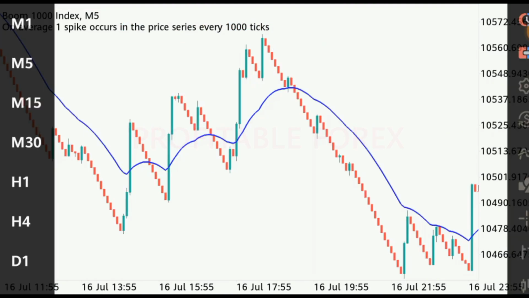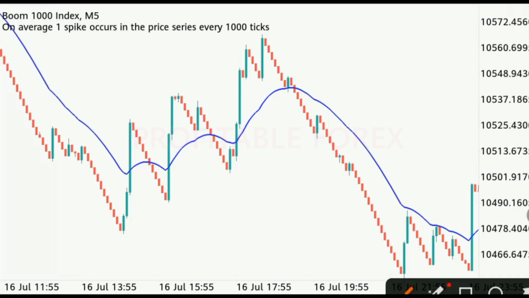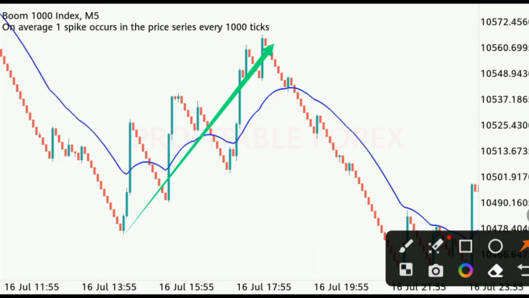Firstly, you identify the price was initially bullish. It was making a series of higher highs, and it hit a resistance zone over here, and it started retracing downward, and it made a lower high here.